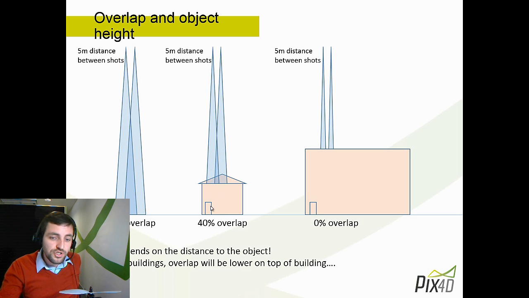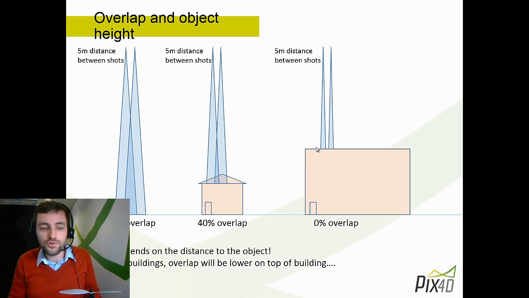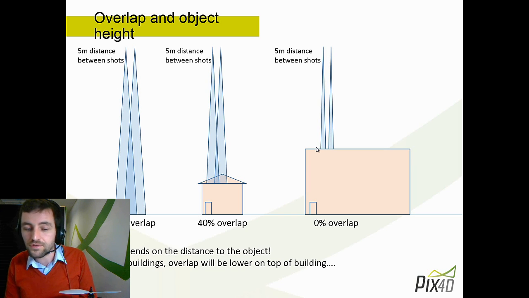But because it's much closer to the camera, even with the same distance between the images, you will potentially get an overlap of only 40%. And if your building is even higher, you may even end up in a state where you have 0% overlap on the top of the building. And there nothing is possible. So that's just an example to show that the overlap depends on the distance to the object, and it's easy to make mistakes there.